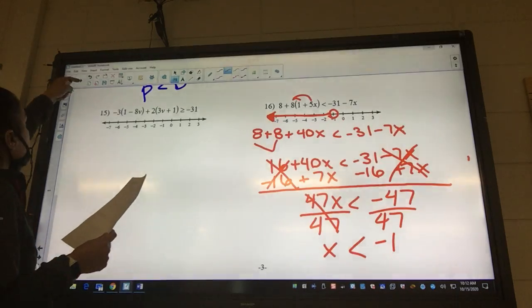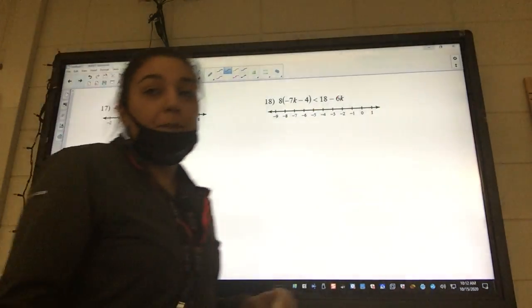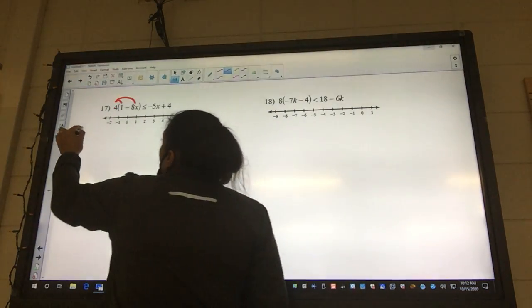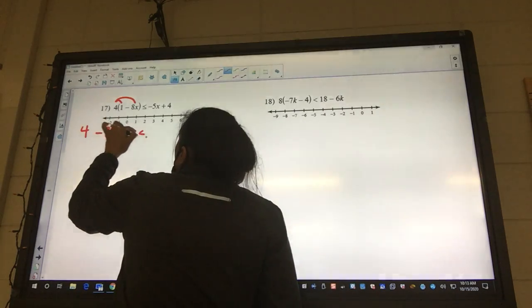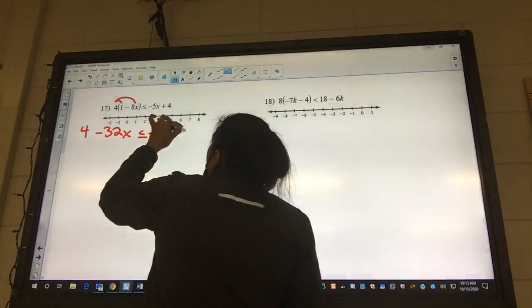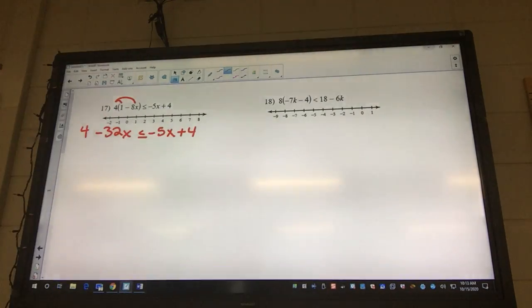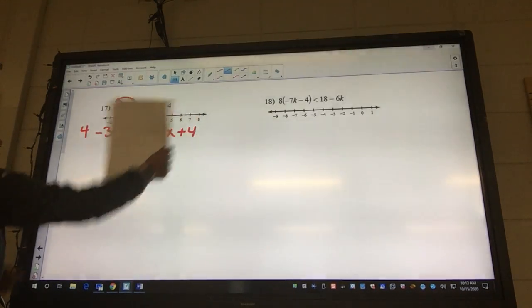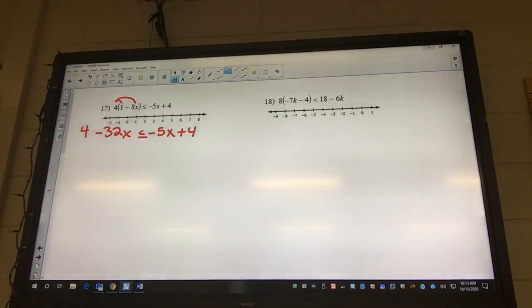Okay, let's look at 17. What's our first step? Distribute. So I'm going to have 4 minus 32x is less than or equal to negative 5x plus 4. Our next step is going to be combine like terms. What can we combine together on this side? Nothing. What about this side? Nothing.